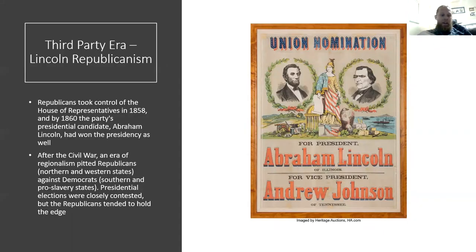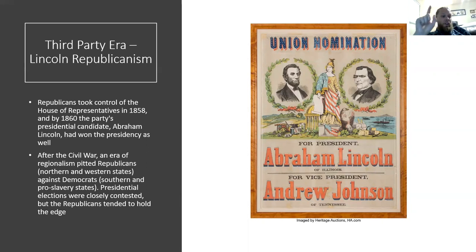So the third party era, and here's how we get into it, was Lincoln Republicanism. And that was, again, the Whigs collapse, they die. The Republican Party is formed on the platform of ending slavery. When the Republicans developed, they actually pulled people from the Whig Party, from the Free Soilers, from the Democrat Party, from everything. It just became this kind of mishmash, and it was all: how do we end slavery in America?